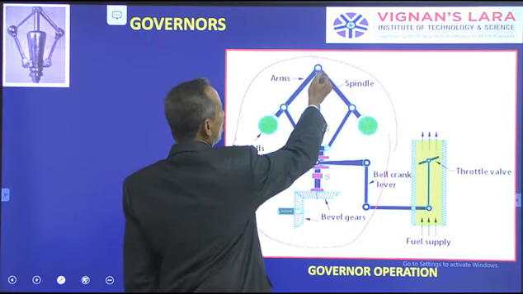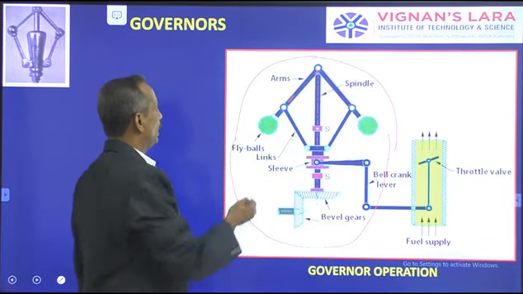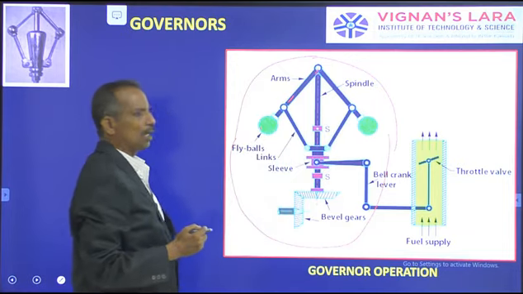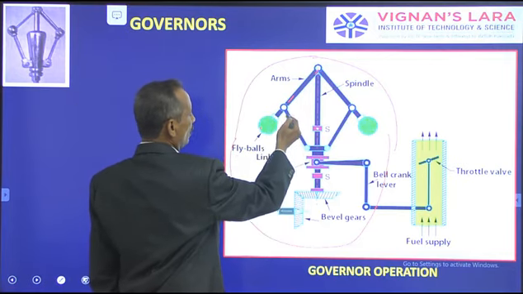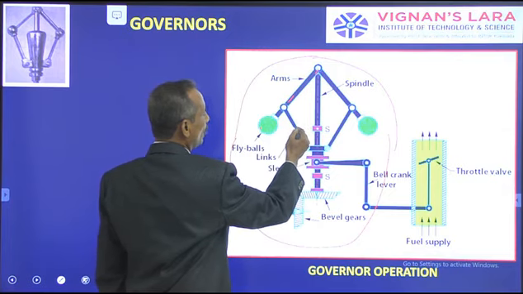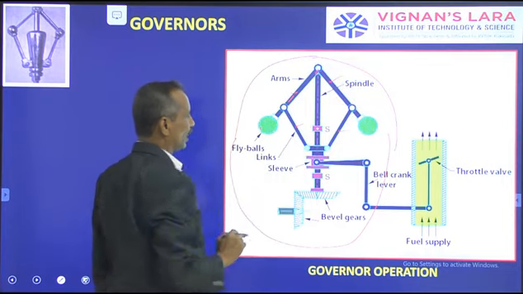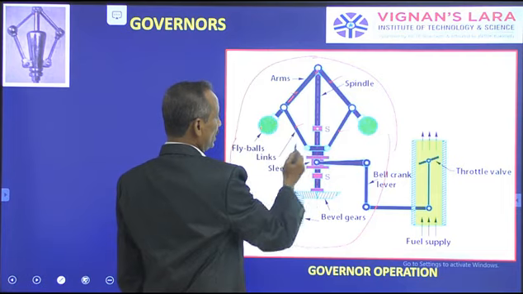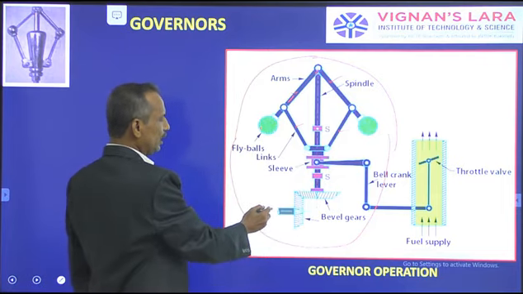So there are two arms, and at the end of the arms, balls are connected which are called fly balls. And these arms are once again connected with the lower links. These are upper arms and these are lower links. And they are pivoted at an extension link.